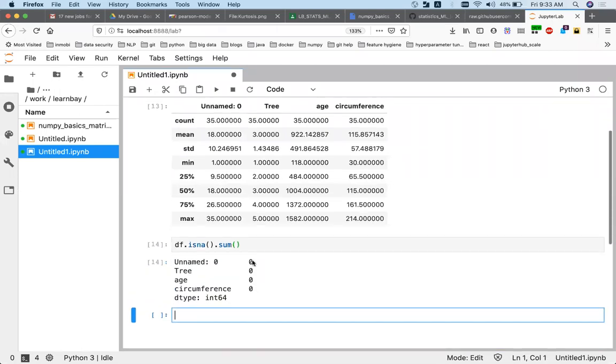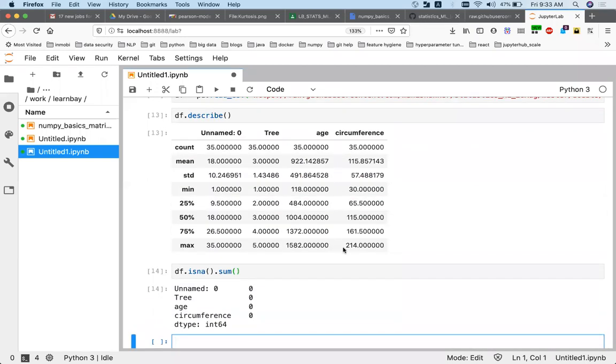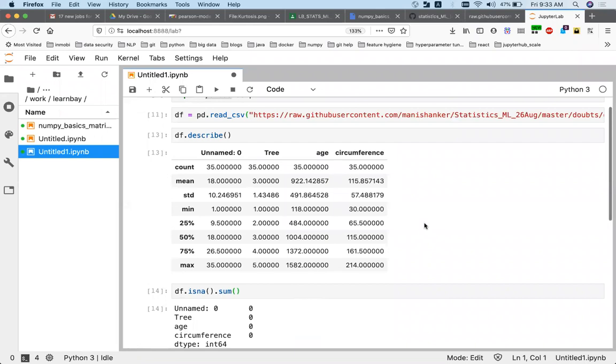So there are no null values, right? There are 0 null values in the column unnamed, 0 null values in the column tree, 0 null values in the column age, and 0 null values in the column circumference. Okay, so this is another way of finding if there are any null values.